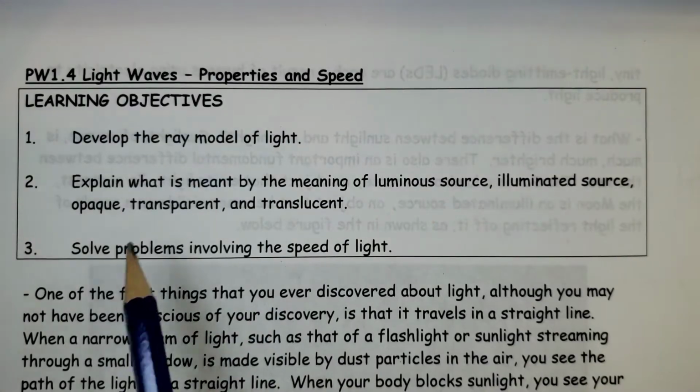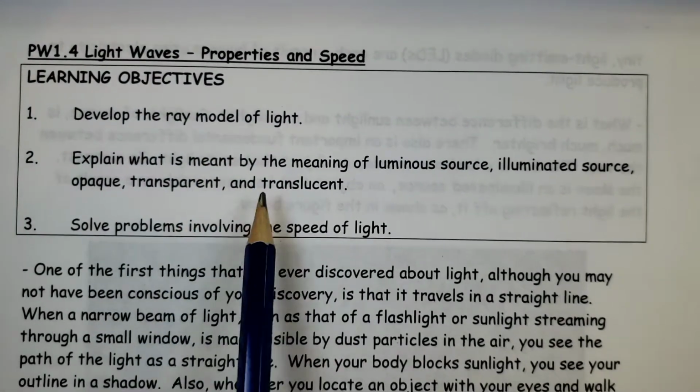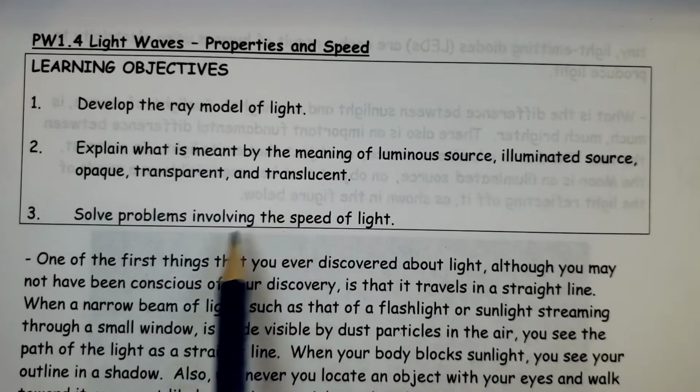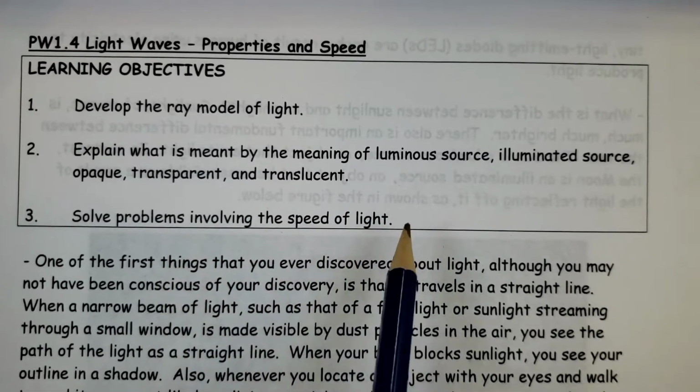Let's look at light. So develop the ray model of light, explain what is meant by luminous source, illuminated source, opaque, transparent, and translucent, and then solve problems involving the speed of light.